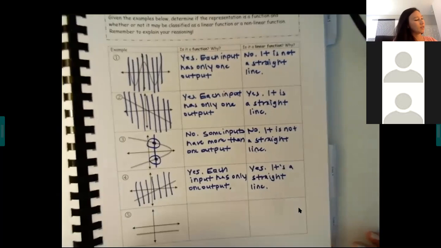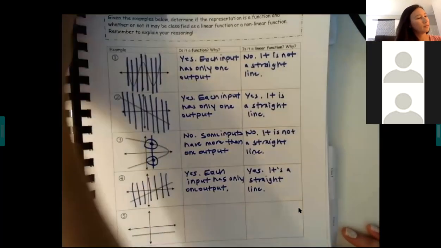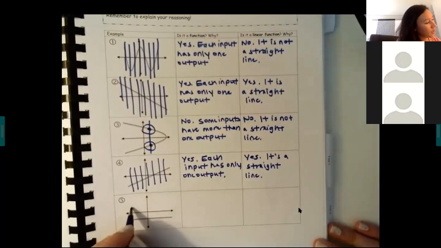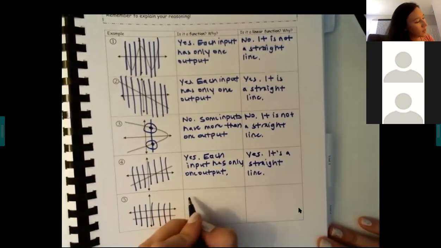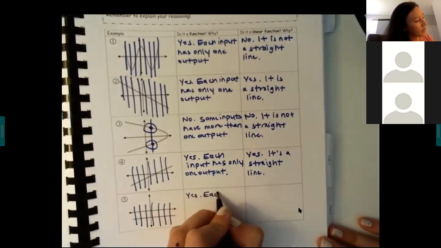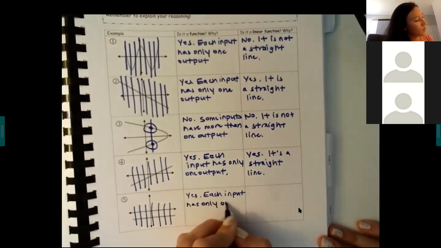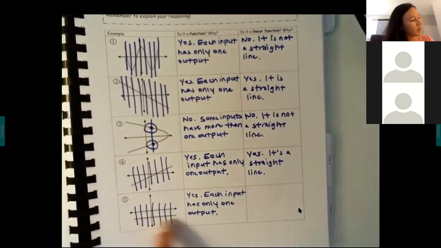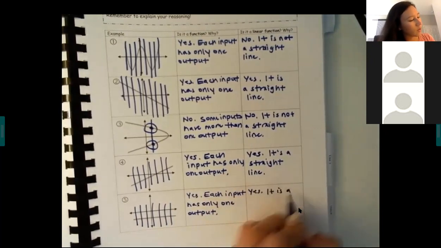Okay, and I'll do the last one because there's only one left. So is it a function? Let me see. Anywhere I draw a line, I don't see it crossing more than once. So yes, that means each input has only one output. And is it a linear function? It is indeed a straight line. So yes, it is a straight line.